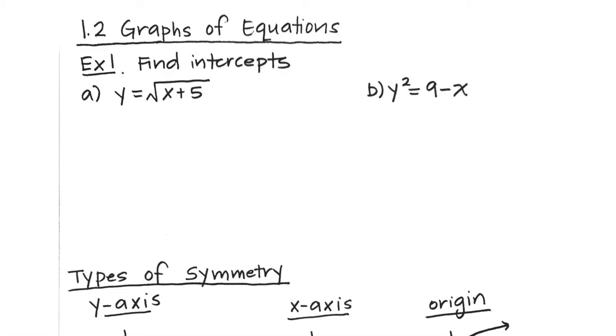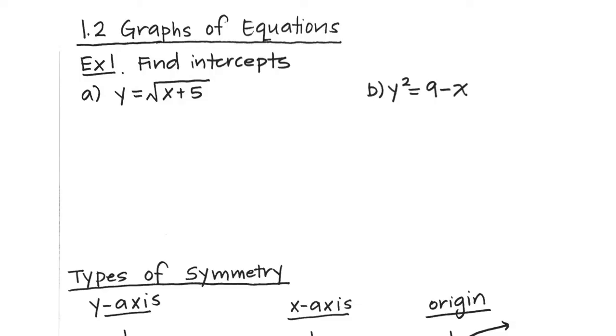So these are some of the common features that we look for in graphs to help us graph them or to determine some of the characteristics that will give us more information. So the first thing we do commonly is find intercepts. You have done all of this before. So we're just going to try it with these two random equations.